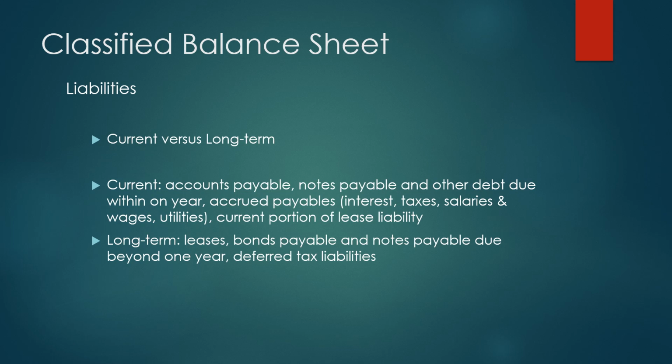Liabilities are going to be classified as either current or long-term. They're current if they're going to be paid within 12 months of the balance sheet date. They're long-term if they're going to be paid after that period. Current liabilities typically include accounts payable, notes payable, and other debt due within 1 year. Accrued payables such as interest, taxes, salaries and wages, and utilities, and the current portion of a lease liability. Long-term liabilities include the remaining portion of the lease liability, bonds payable and notes payable due beyond 1 year, and deferred tax liabilities.